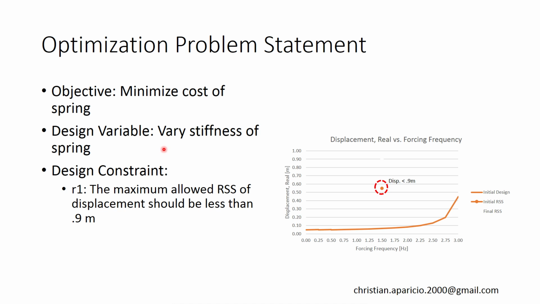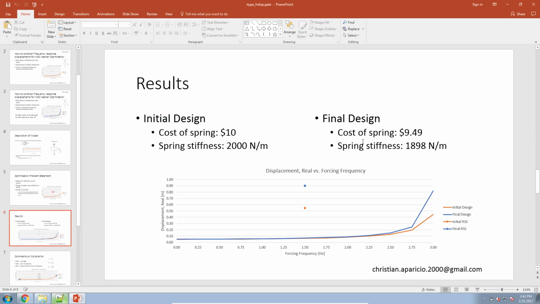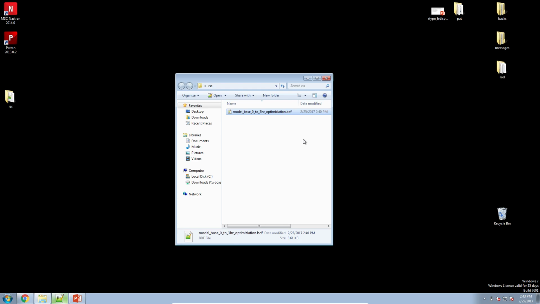I've already done this a dozen times, so I'll quickly glance over that and I'll put focus on the design constraint. Again, we are going to set up an RSS value for optimization, and we're going to say that this point or this value is not allowed to go beyond 0.9 meters. So now let's go ahead and walk you through the process of doing this for MSC Nastran.